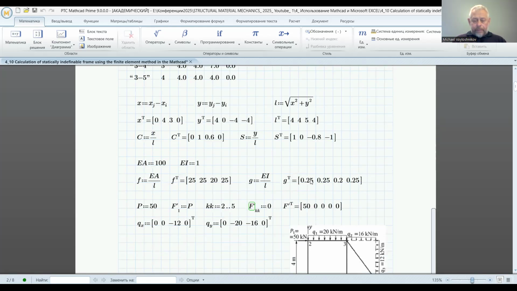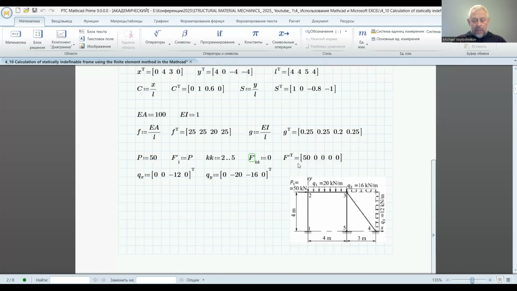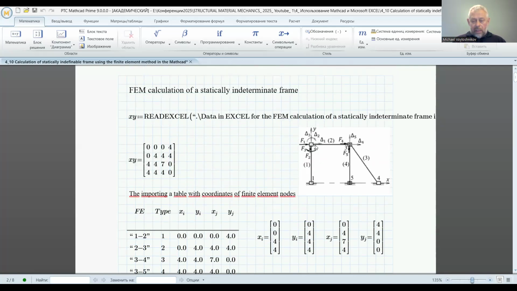So we have the vector of 5 components. The first component is the assigned horizontal force of 50 kilonewton at node 2. 5 components, the same 5 in the same sequence as the displacements to find. So the second one, force 0, but this is the vertical force F2 applied to node 2 in the same direction as the second displacement of this node.